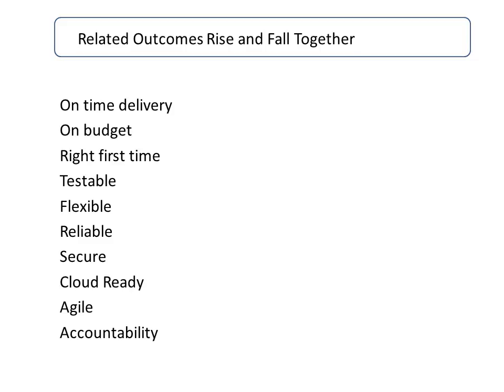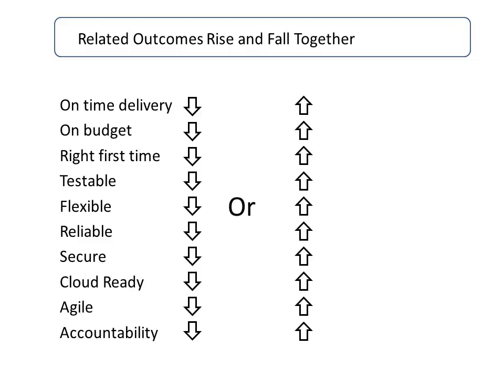On the other hand, if these attributes are all related to each other, we would expect them to rise and fall together. So, for example, if we failed to deliver a system on time, we would also expect to deliver it off budget and not get it right the first time, and probably it wouldn't be testable or flexible or reliable. On the other hand, if we did achieve on-time delivery, we would also expect it to be on budget, right the first time, testable, flexible, and reliable. This is what we would expect if these attributes are all related to each other. In other words, if there's some common factor driving them all.